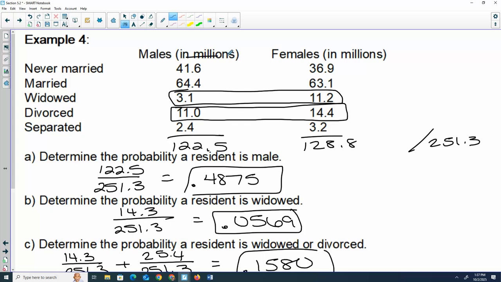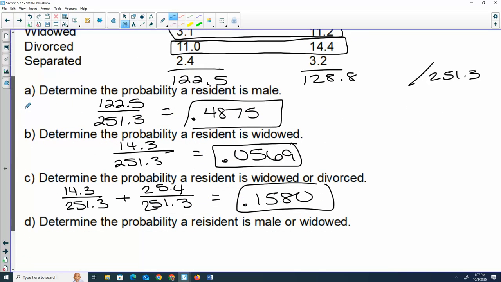It's because it's in millions, so it's 500,000. Good question. Any other questions?